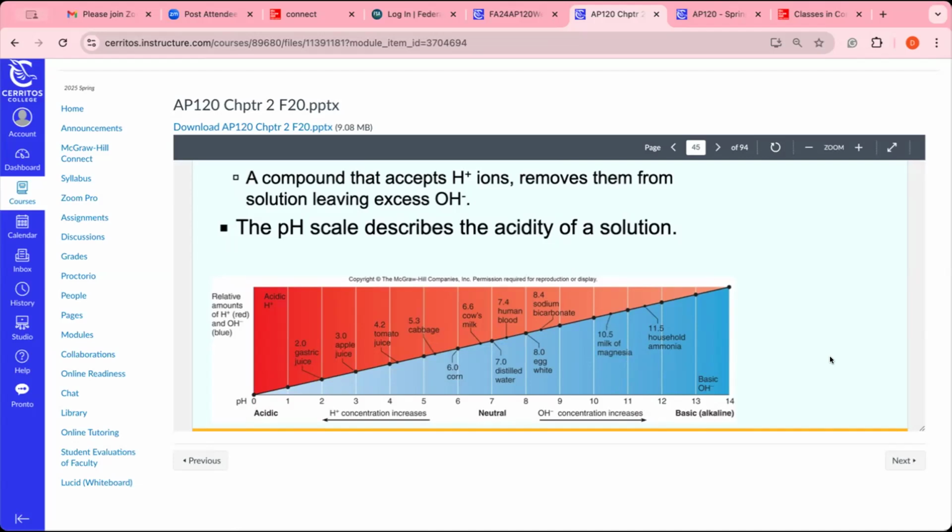Your acidity level will increase as the number gets lower, okay? So you have an acidity, an acid level. When your pH is low, you have an acid level, and you have a base level when you're neutral at 7. So anything below 7 is acidic. Anything above 7 is basic. Okay.